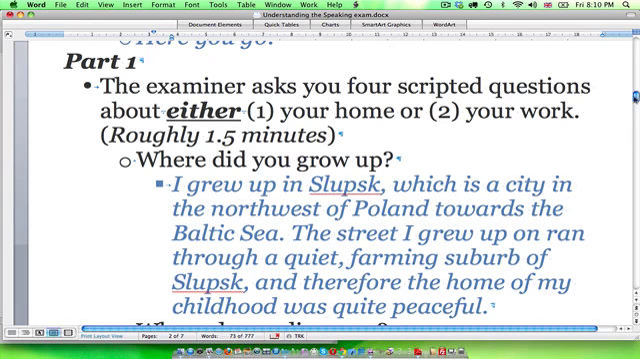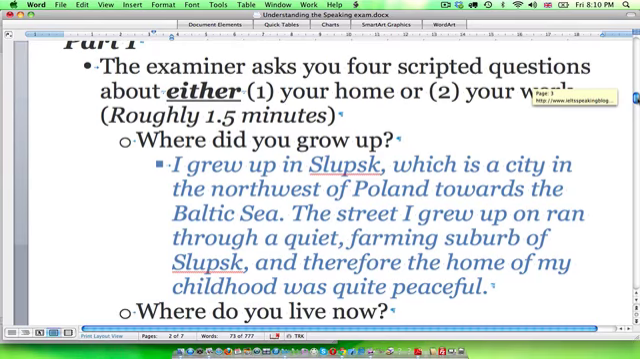So now let's look at the section here. Now the first section of part 1 is going to be either about your home or your work. It's never about any other topic. So you can plan ahead and look at some of these sample responses that I'm offering here. So if the examiner were to ask you, where did you grow up? Now, you want to give a full answer. You don't want to be long-winded. You do not want to be too brief. So I grew up in Słupsk, which is a city in the northwest of Poland towards the Baltic Sea.